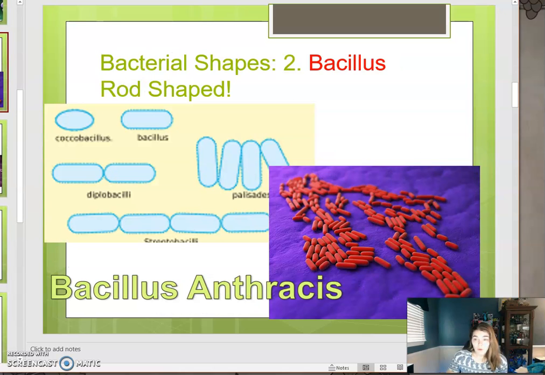Next shape would be rod-shaped or bacillus. Bacillus just means rod or pill-shaped. So this is Bacillus anthracis, which is also just called anthrax, right?